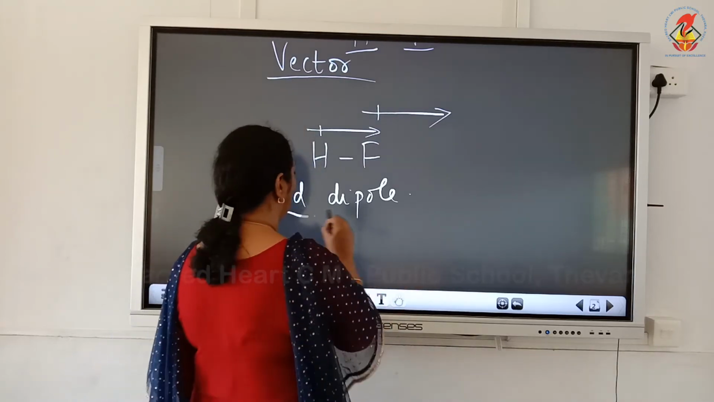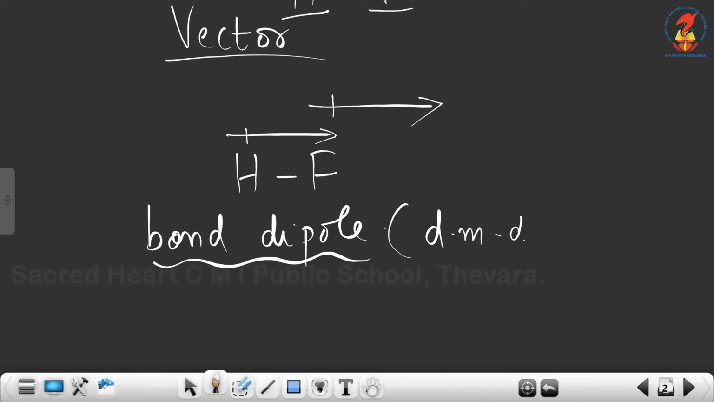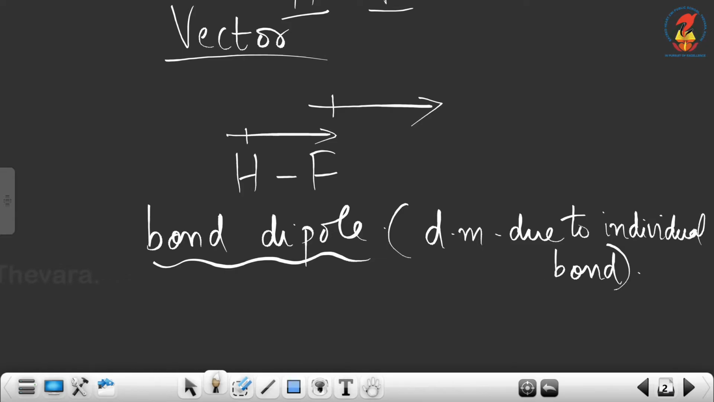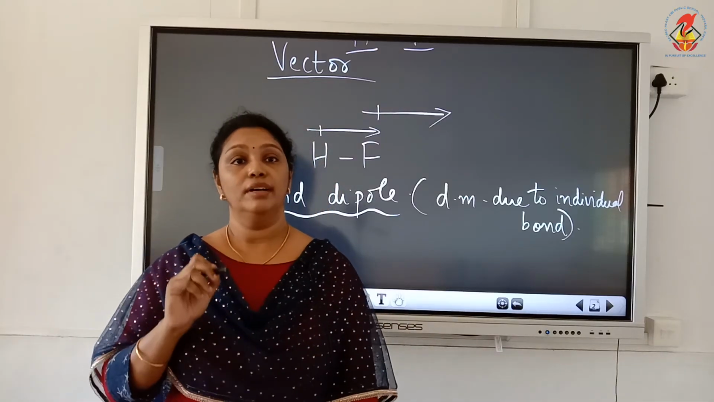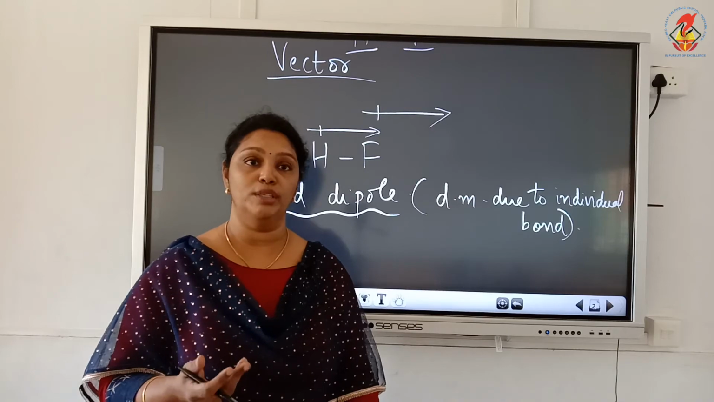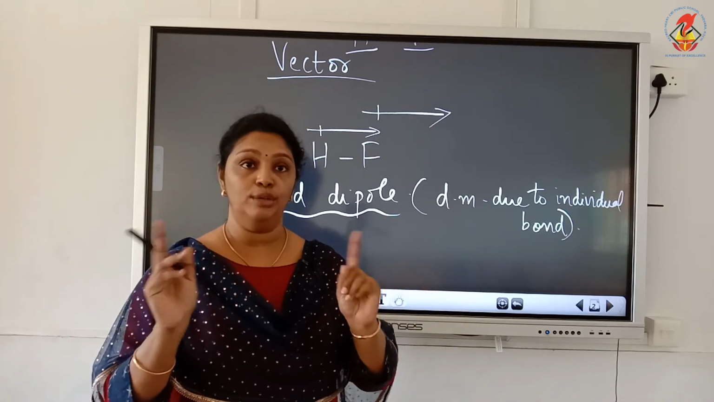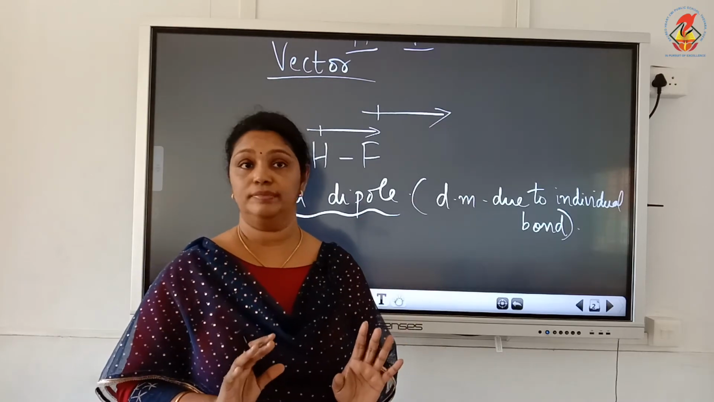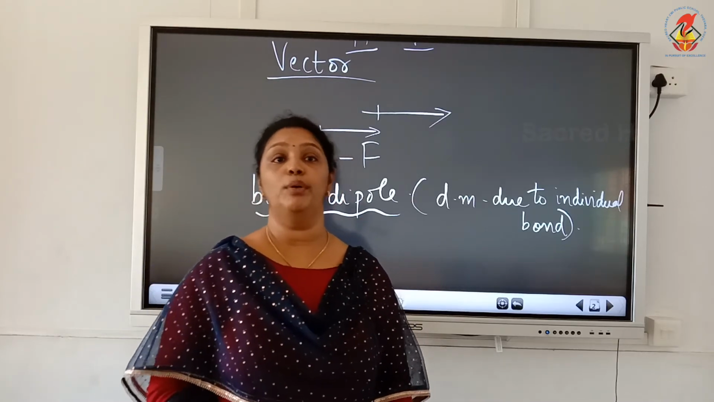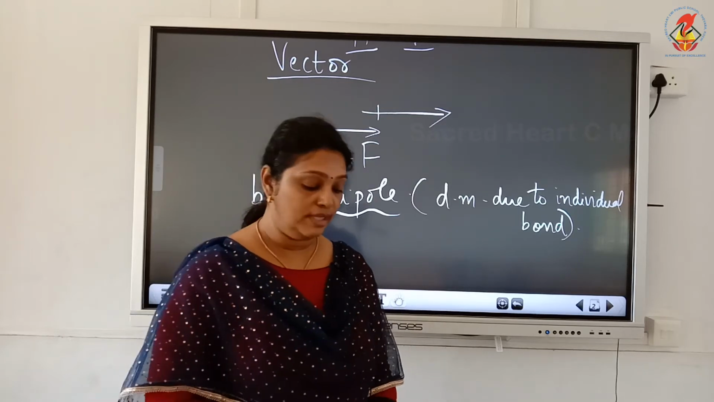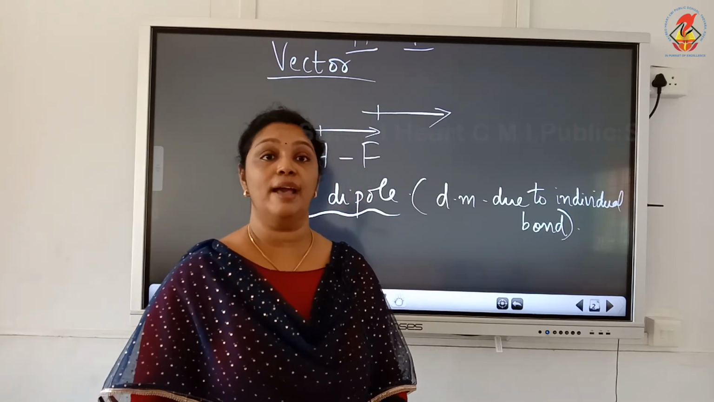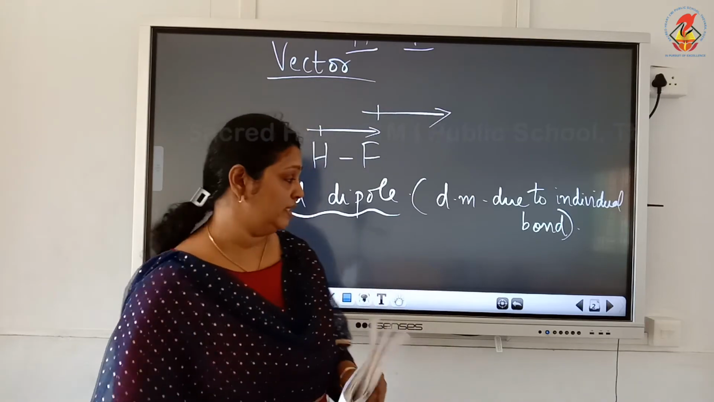Bond dipole means the dipole moment due to individual bonds. So if you are asked to find the dipole moment of a polyatomic molecule, it will be the vector sum of dipole moments of all bond dipoles. It means we have to add the dipole moment value of each bond to get the dipole moment of that polyatomic molecule. Okay, so these are the notes. Now let's see examples for this dipole moment.